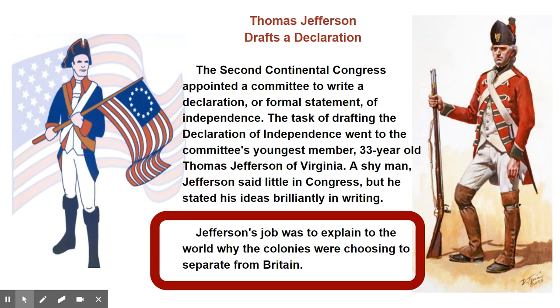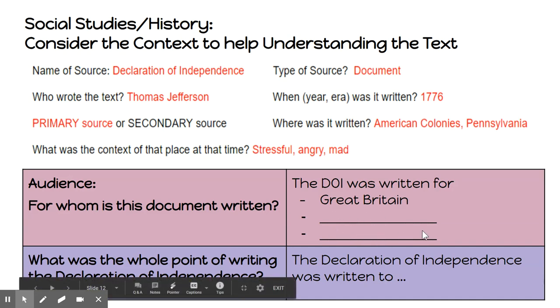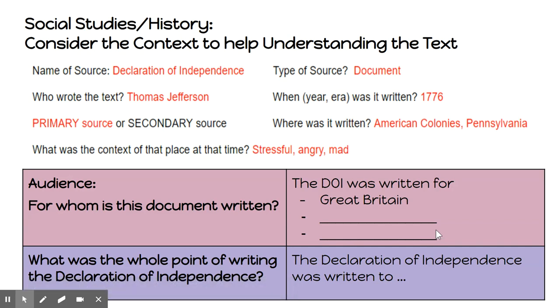In our previous lesson, we learned that Jefferson had an explicit job with the Declaration, and it was to explain to the world why the colonies were choosing to separate from Britain. So the letter, you can think of the Declaration as a communication to someone specifically. It wasn't just written for Great Britain in general, it was written for the world, and some would say that it was written really specifically for King George.